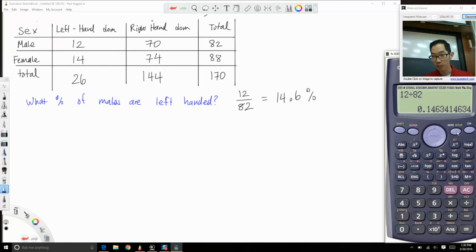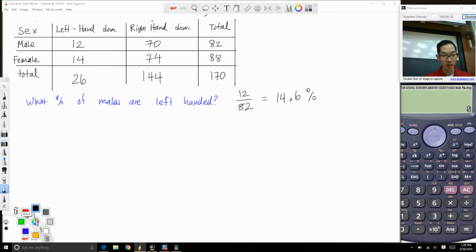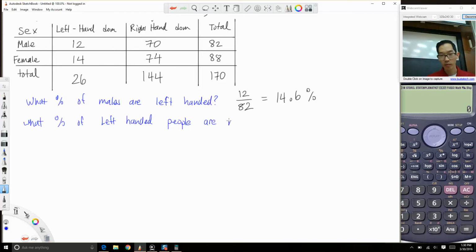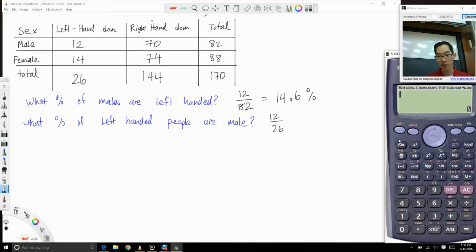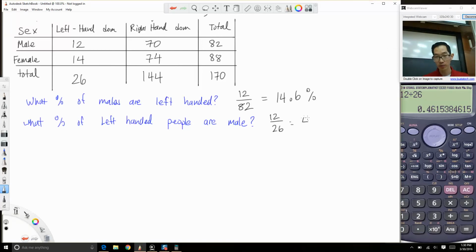Let me just change my setup here. Okay, this will do it. All right, and then we can also ask a similar question, but different. What percent of left-handed people are male? And you would say the fraction that I need to do for this one is 12 over 26. Okay, so our answer here would be 0.462 or 46.2%.